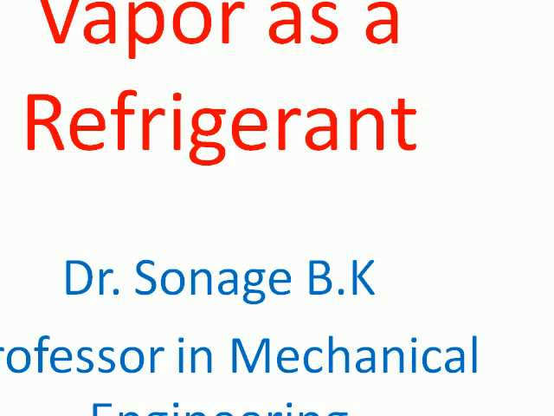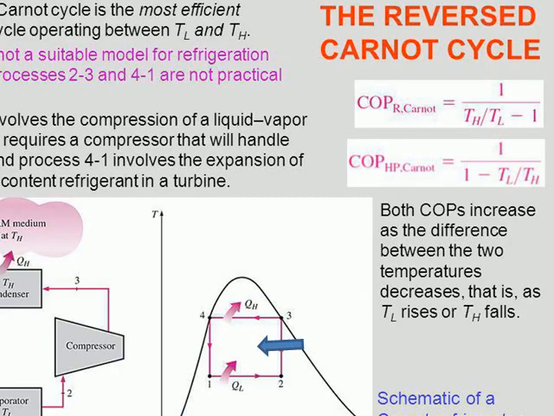Gas as a refrigerant. We discussed already about the reversed Carnot cycle. State 1 to 2 to 3 to 4 and to 1. This is a reversed Carnot cycle. This cycle is plotted on a temperature versus entropy chart.